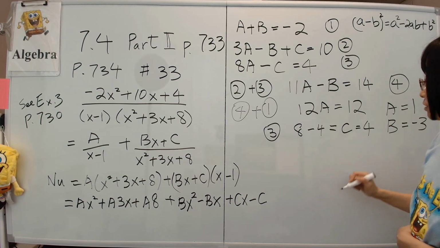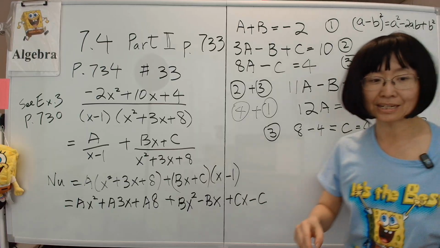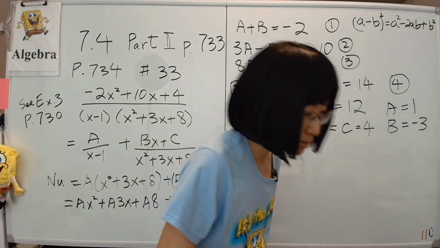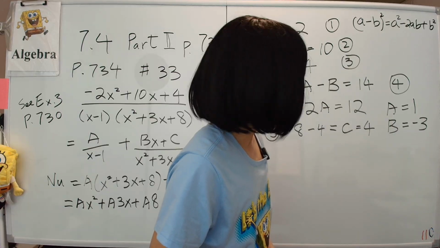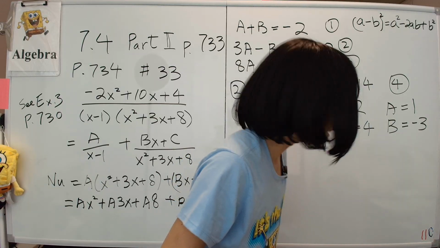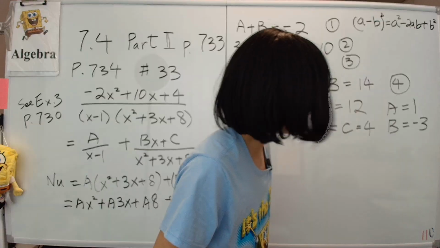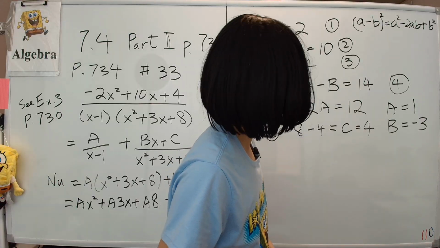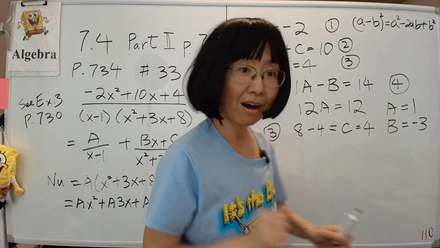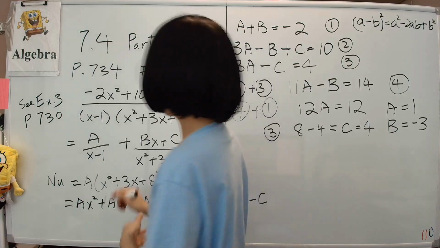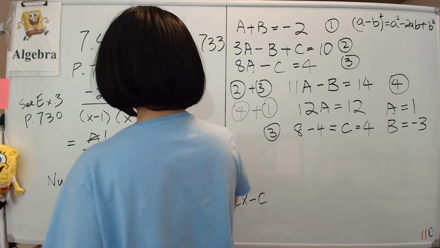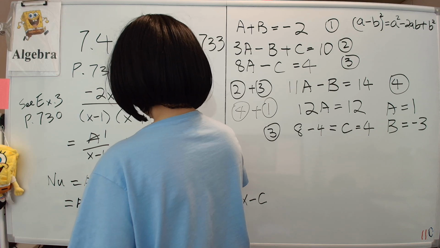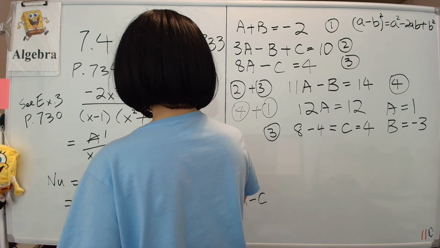Let me check my answers. What problem is this? 33. It says a equals 1, b equals minus 3, and c equals 4. Yep, right here. All correct. So a is equal to 1, b is equal to negative 3, and c is equal to 4.